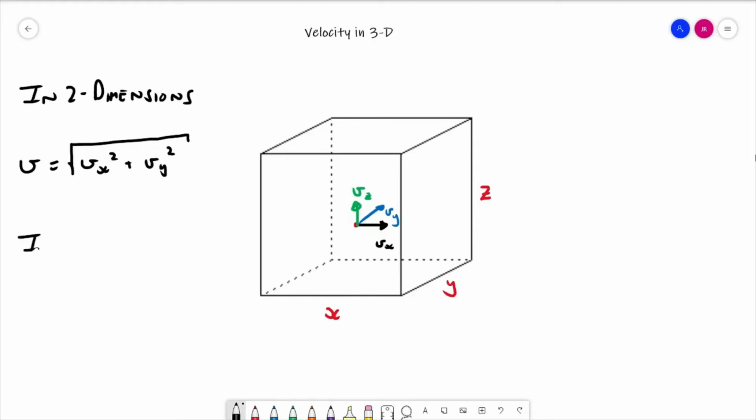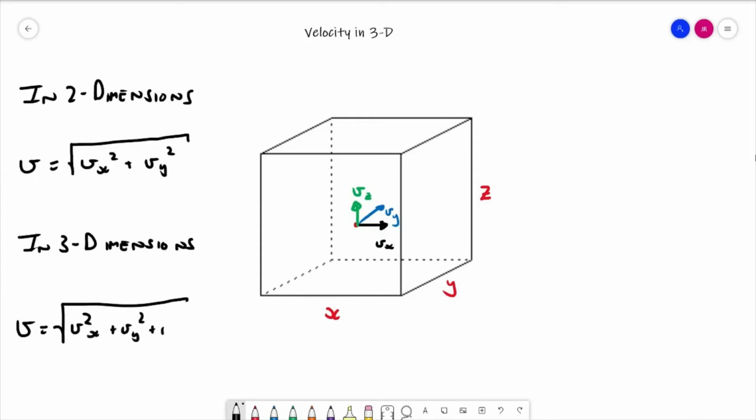Now, in 3 dimensions, it's almost exactly the same approach. We just take the square root of all 3 squared instead.